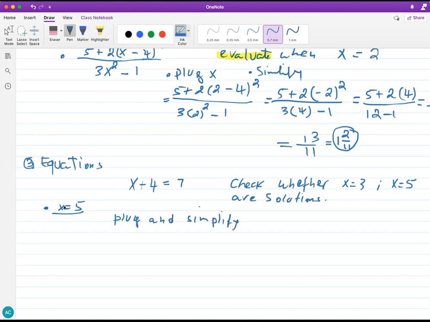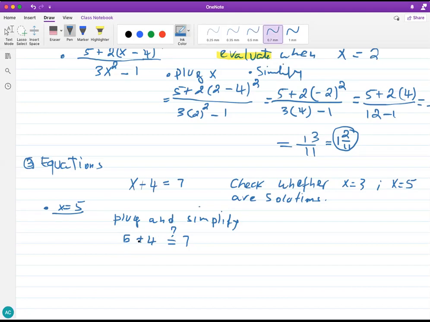So the x here is 5, as given, and we say 5 plus 4. And since we're checking, we need this question mark over the equal sign, because we don't know yet. That's what we're trying to find out. So we plug in the 5. So this is 5 plus 4. Is it equal to 7? Then you simplify both sides.